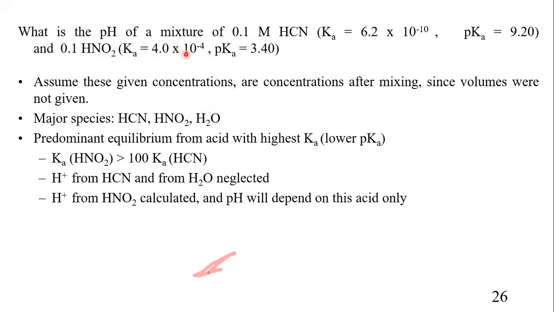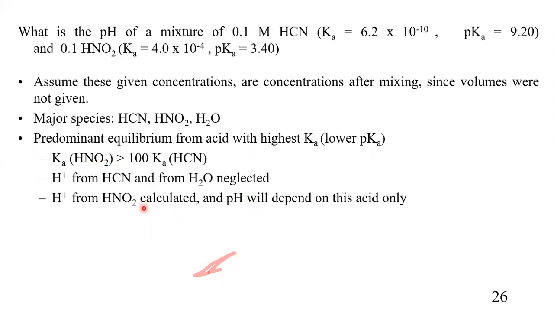Look at this Ka, it's way greater than this one, and therefore we can assume that we only have a single weak acid in the solution that contributes to the H3O plus concentration. Once I have that, so I only have really one weak acid to calculate pH, what do I do?